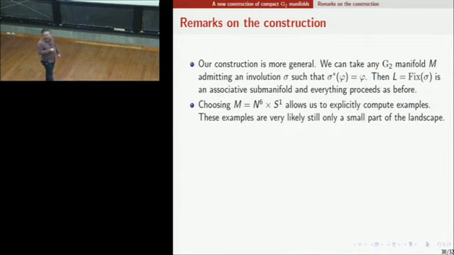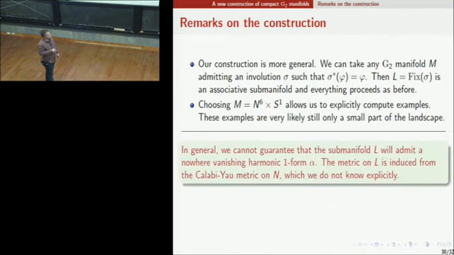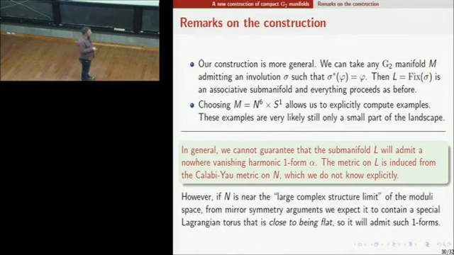We haven't counted how many we're getting, like Mark's team did. So the enumeration of how many we're getting is still to be done, if we can actually enumerate them. But this is the major problem. We can't guarantee that L will admit a nowhere vanishing harmonic one-form. The problem is that the metric on L is induced from a Calabi-Yau metric on N, which we don't know. Remember, on a compact manifold we can't write down the Calabi-Yau metric explicitly, so we don't know the induced metric on L explicitly, so it's impossible really to tell that the harmonic one-form will be nowhere vanishing.